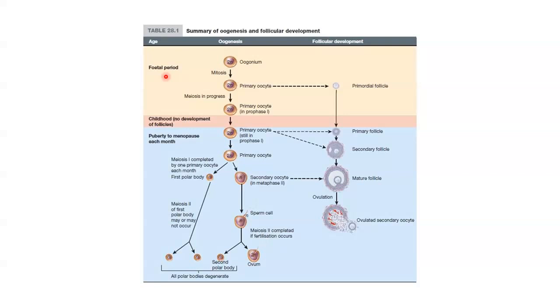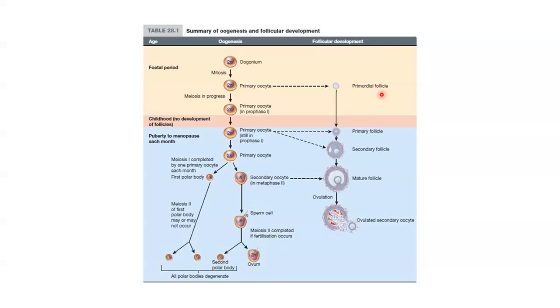Now, during this arrested stage or pause stage of development, each primary oocyte is surrounded by a single layer of flat follicular cells, and this entire structure is called a primordial follicle. So a follicle is just the oocyte and all of the structures that surround it.